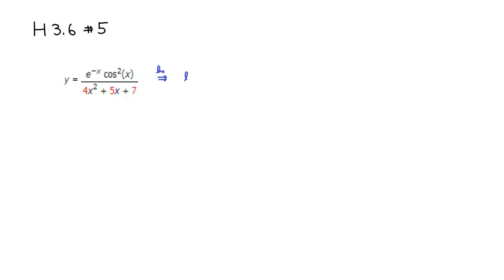So you have the natural log of y is equal to the natural log of this big thing. So you have e to the negative x times cosine squared of x, over 4x squared plus 5x plus 7.